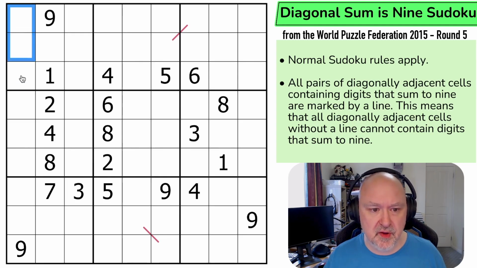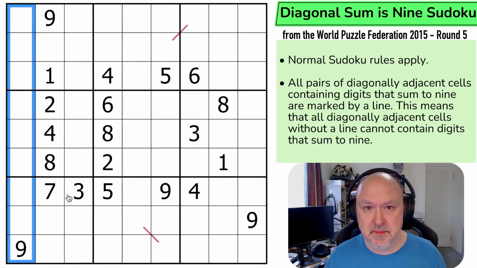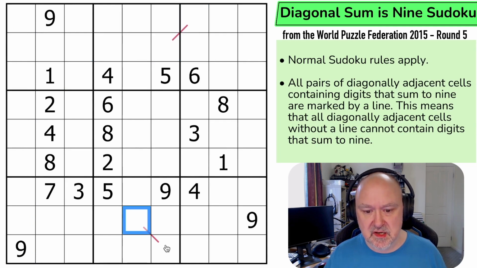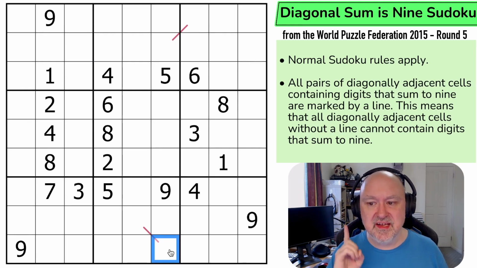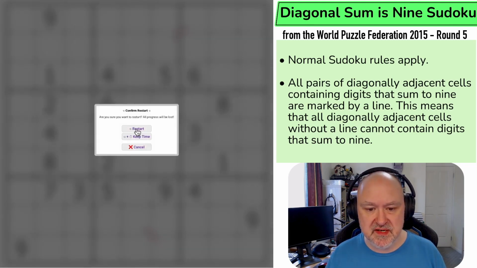Normal Sudoku rules apply. So in every box, in every row, and in every column, the digits 1 to 9 must be placed without repetition. And all pairs of diagonally adjacent cells containing digits that sum to 9 are marked by a line. So these will sum to 9 and these will sum to 9. This means that all diagonally adjacent cells without a line cannot contain digits that sum to 9. So those cannot sum to 9, those cannot sum to 9, those cannot sum to 9. Any diagonal connection cannot sum to 9 unless there is a line, at which point it must. That's it. I'm going to restart the puzzle to restart my timer.